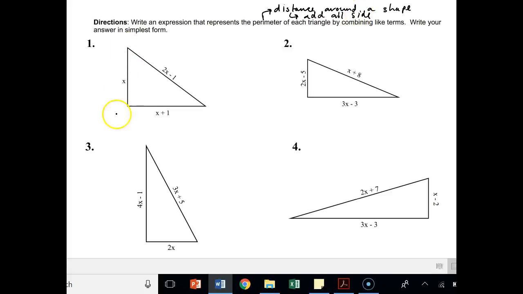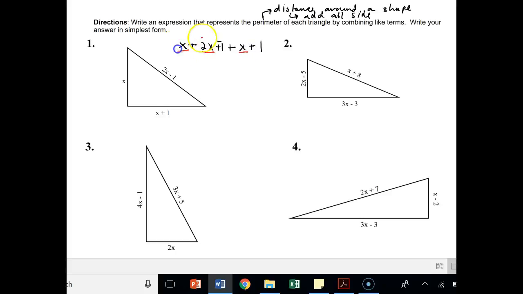I'm going to do number 1 with you. So to find the perimeter of this triangle, I'd add up every side. I'd have an expression that said x plus 2x minus 1 plus x plus 1. I change this minus 1 to plus and negative. And now I find my like terms. So I have x, I have 2x, and I have x. X, remember, has a coefficient of 1 in front of it.